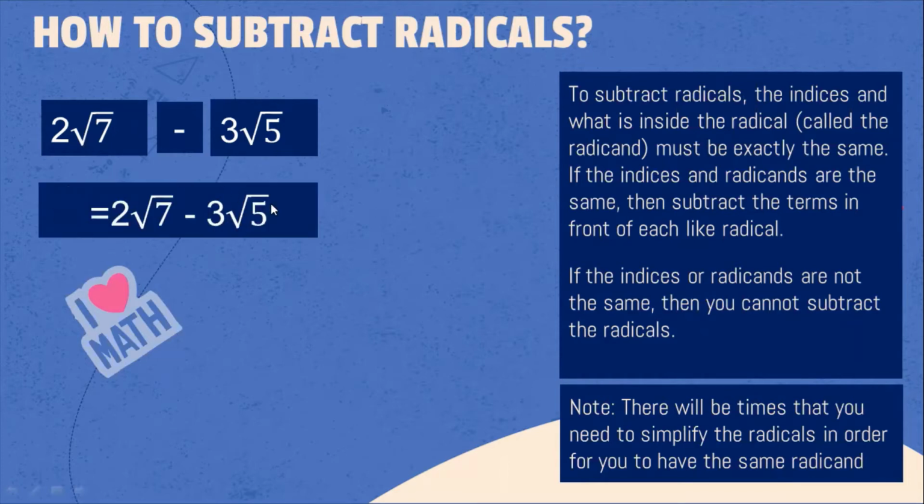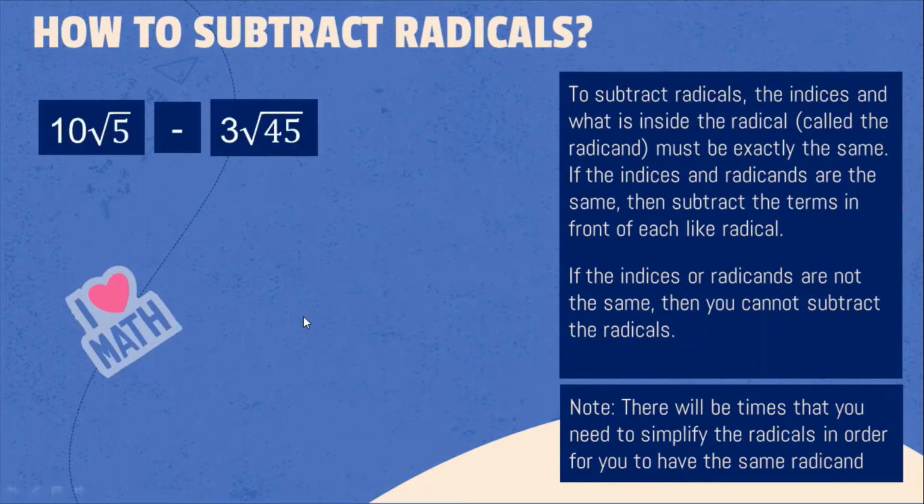That's why the final answer on this problem is 2 square root of 7 minus 3 square root of 5. Because we do not have the same radicands, we cannot subtract the radicals. So it will be like this, 2 square root of 7 minus 3 square root of 5.